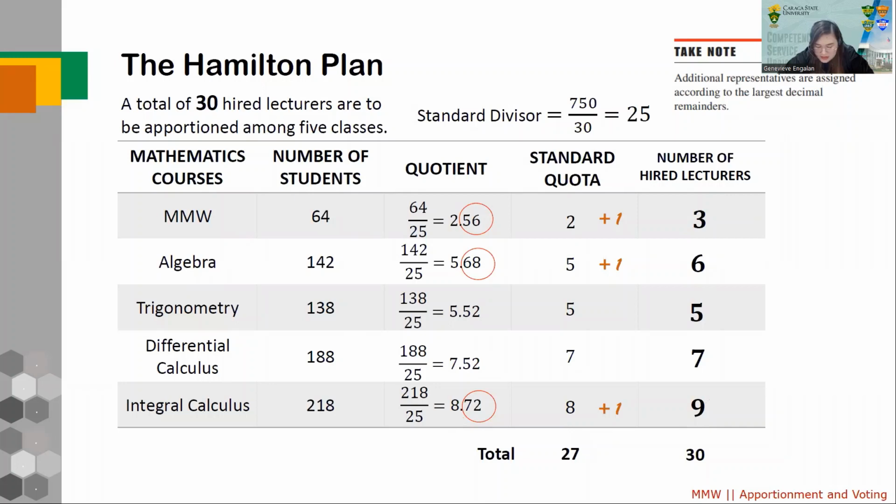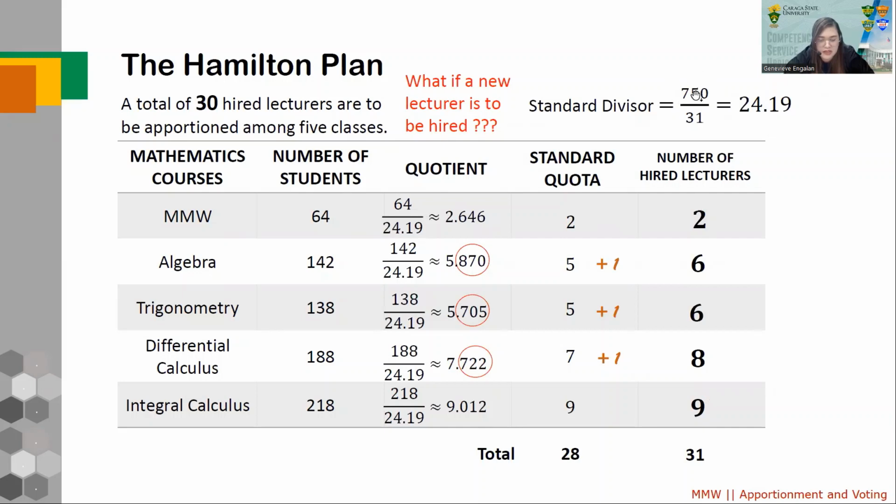Now what if we add another lecturer? So how many lecturers will we hire in all? We add another lecturer to the batch. 31. So it is now 31, so the standard divisor will change. You have 750 divided by 31. That is 24.19. This 24.19 is what we now use to divide the population of each class. So you have 64 divided by 24.19. We get the results, then look at the whole number parts. So you have 2, 5, 5, 7, 9. The total is 28.